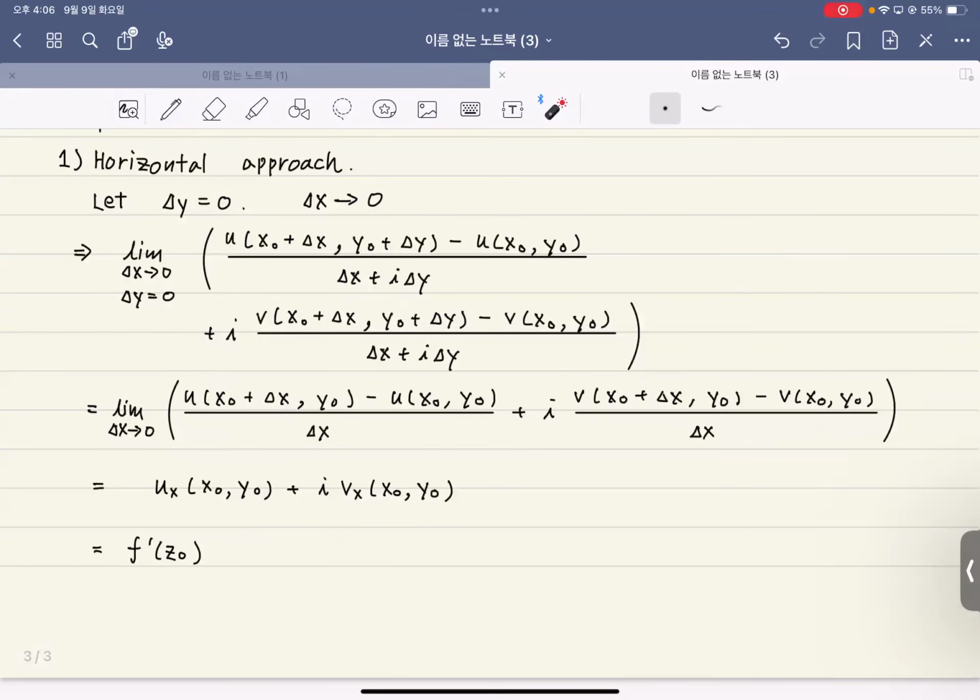So I have a very nice result after this analysis because if f is differentiable at some certain point, then the derivative can be written in terms of the partial derivatives of the real and imaginary parts of your function f, right? In other words, if you can take the partial derivatives of the real and imaginary parts, then you can get the derivative at that point. Okay. Isn't that great? Okay, good.